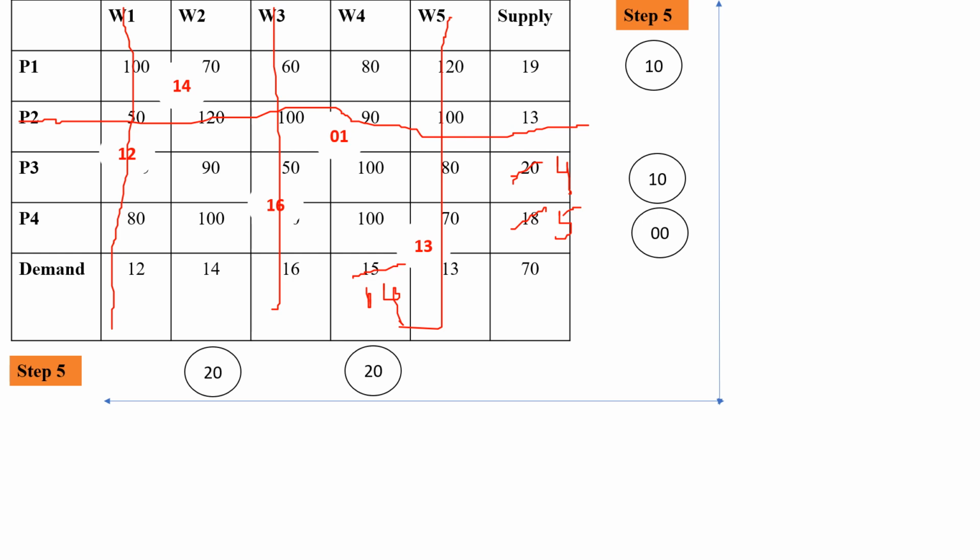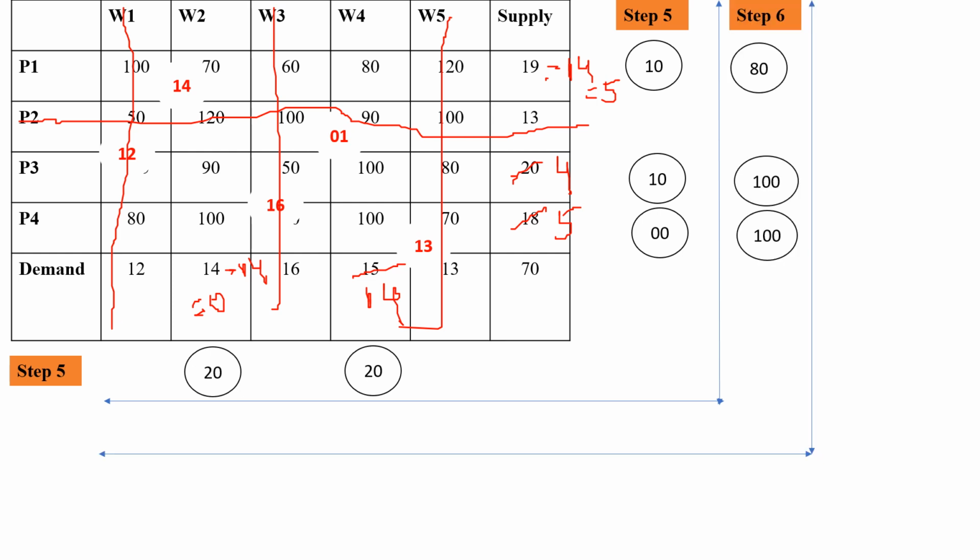Once allocation has been done, 14, then you do the same preliminary work, that is 14 minus 14 equal to 0. Similarly 19 minus 14 equal to 5. Then you go for step number 6. Before going to step number 6, you delete the W2 column as well, because the demand is already fulfilled. Then you go for the P1.